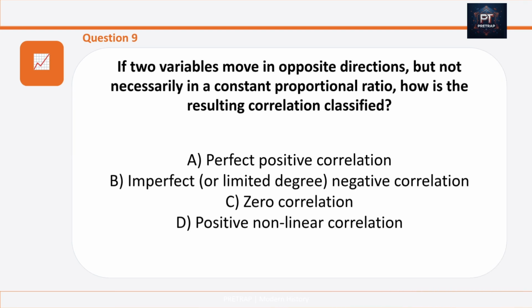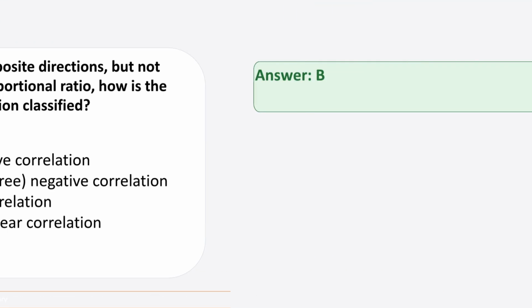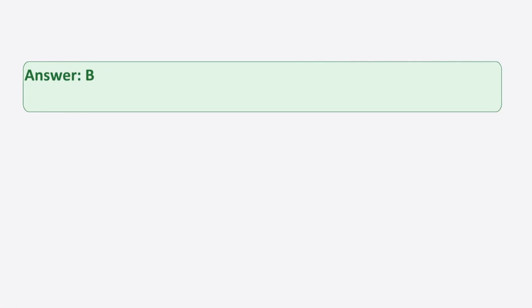Question number 9 is, if two variables move in opposite directions but not necessarily in a constant proportional ratio, how is the resulting correlation classified? Option A, perfect positive correlation. Option B, imperfect negative correlation. Option C, zero correlation. Option D, positive non-linear correlation. And the answer is option B, imperfect negative correlation.